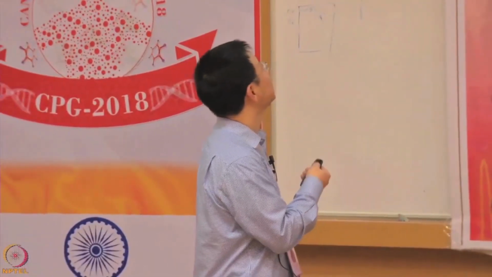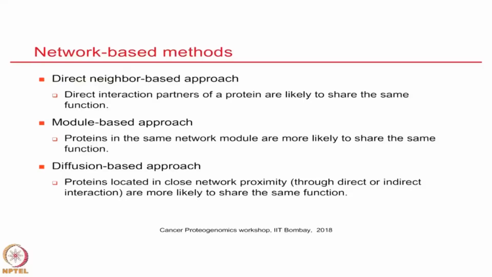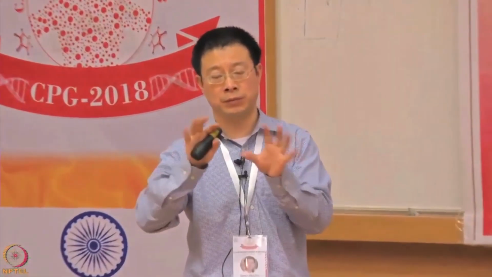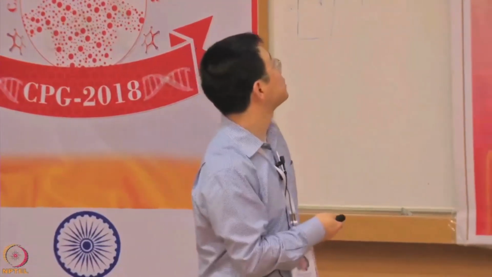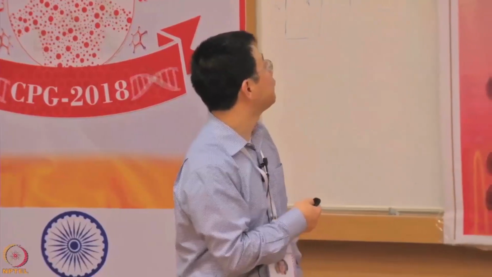First, because we know that direct neighbors are more likely to share the same function, we can explore the direct interaction partners of the proteins in the network. The second approach is to use graph algorithms to separate the network into modules. We know there are modules in the network, right? And then we expect that proteins in the same module will likely share similar function.